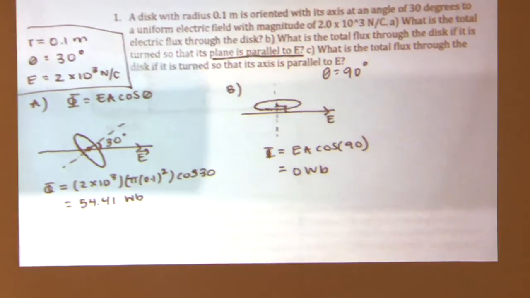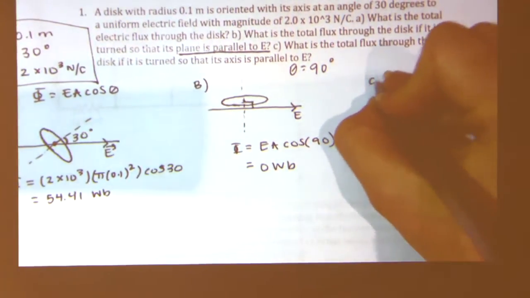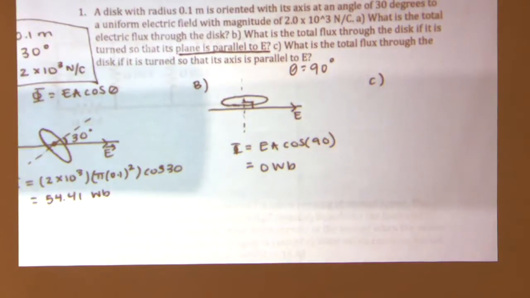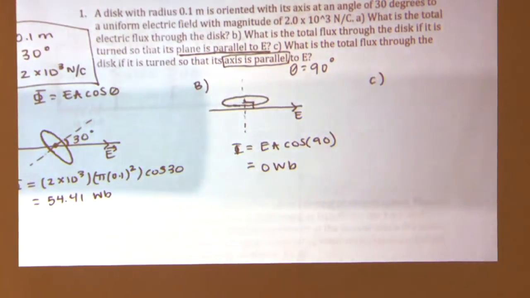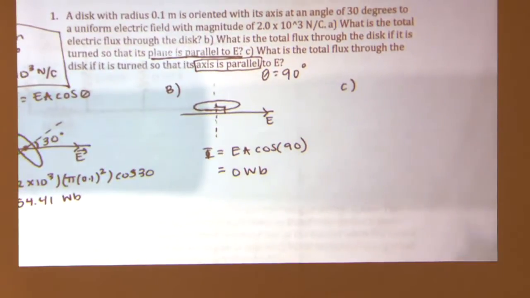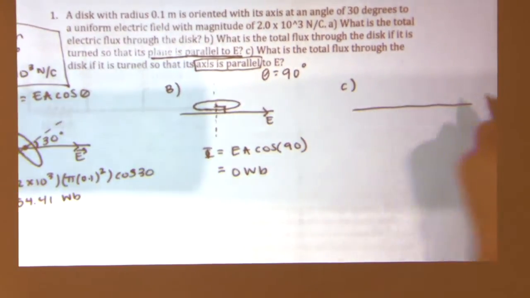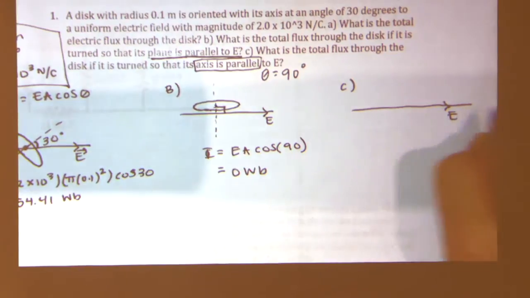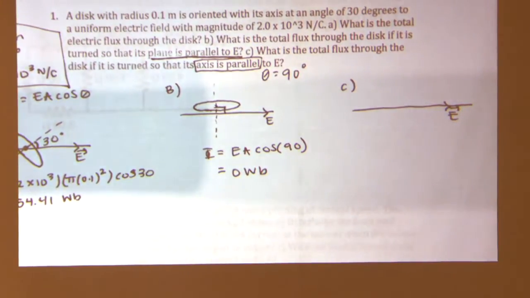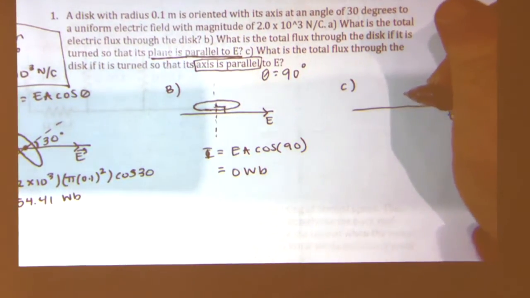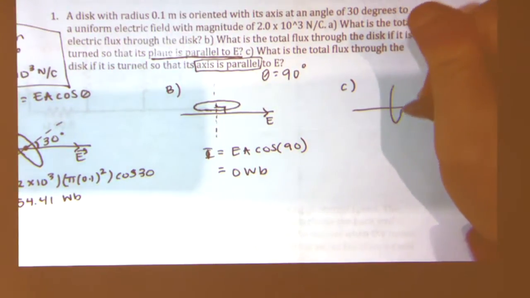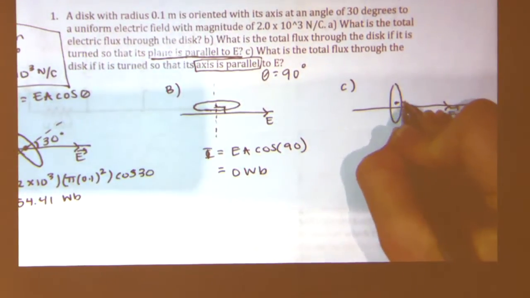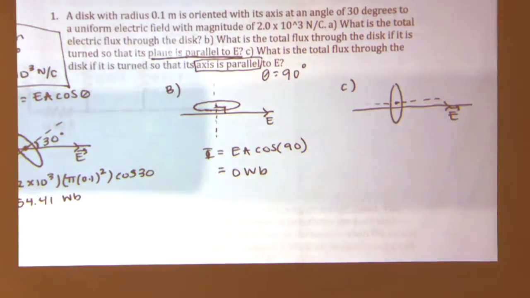So the last part of this question, part C, is asking what is the total flux through the disk so that its axis is parallel to E. So now we're saying our axis is parallel. So let's draw this out. We have the same electric field, but now we're going to draw it so that our axis is going parallel to that.